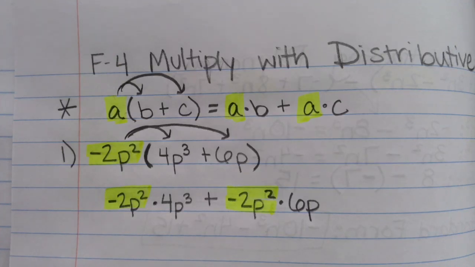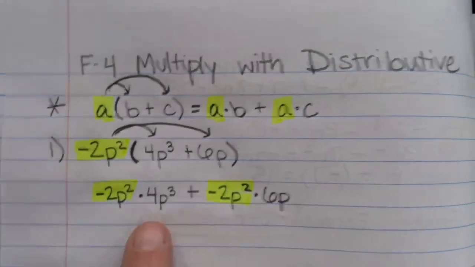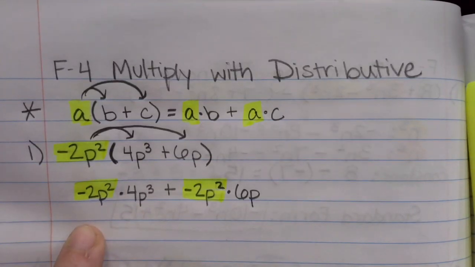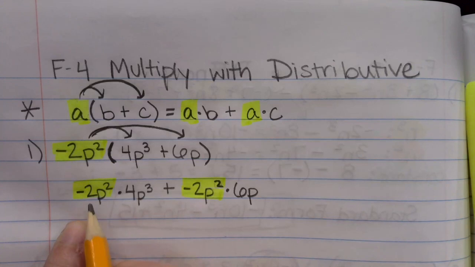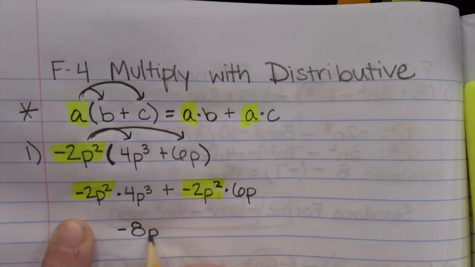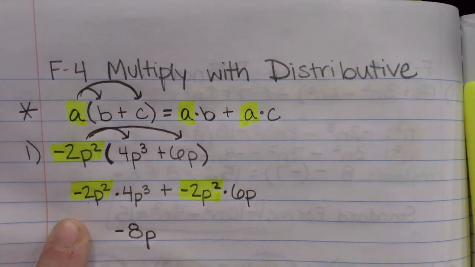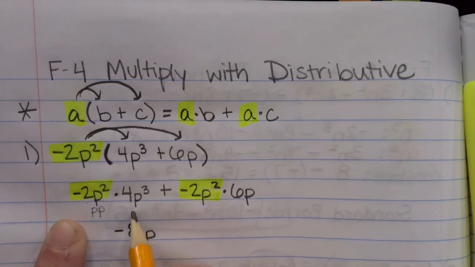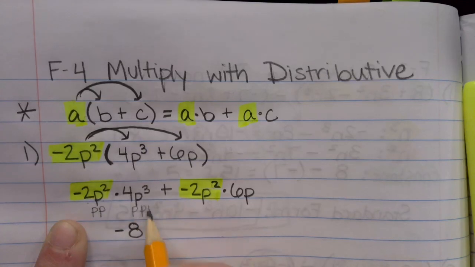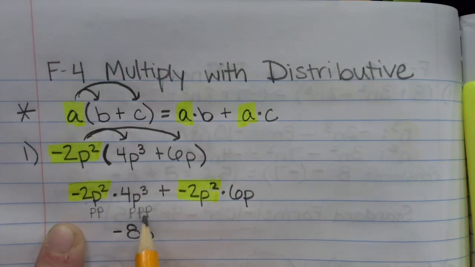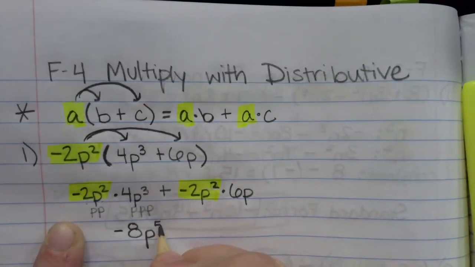So in that first one, negative 2p squared times 4p to the third power. What am I going to multiply first? Negative 2 times 4 is negative 8. And then we need to figure out how many p's are we multiplying here. Good, we add them. So if I have 2 p's and 3 p's, together that'd be 1, 2, 3, 4, 5. So p to the 5th power.